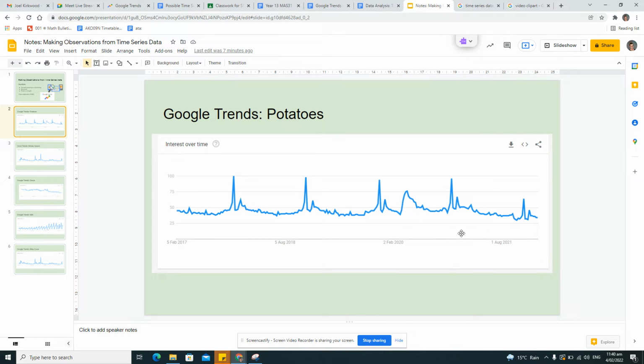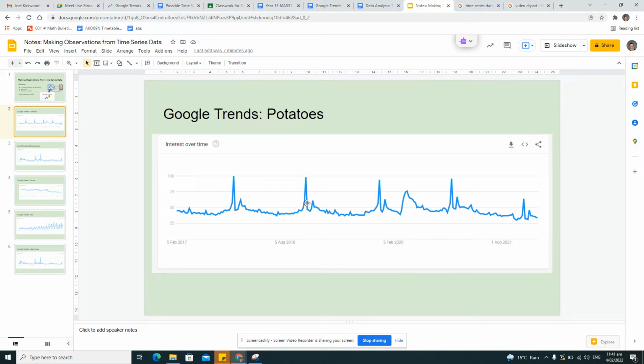In terms of seasonality, you can see that there is sort of a common pattern occurring here. At the same time each year, there seems to be a peak in the search term for potatoes, and that might mean that there's a seasonality associated with potatoes. It might become more popular to search potatoes during a time when you might be celebrating something like Thanksgiving or Christmas, and you're looking for potato recipes, or whether it's like harvesting season for potatoes.